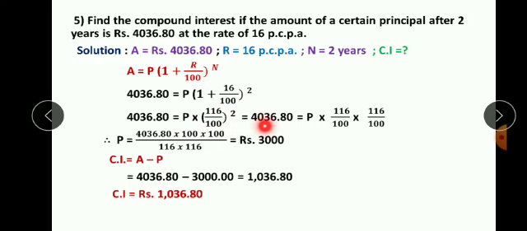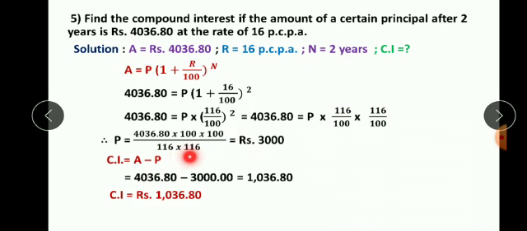So this step we will do here. 4,036.80 will be equal to P into this 116 upon 100, multiplied 2 times. 116 upon 100, again multiplied with 116 upon 100. So from this part, what do we get? P is equal to what? This 4036.80 is multiplied with 100 into 100 divided by 116 into 116. After calculation we get P is equal to rupees 3000.